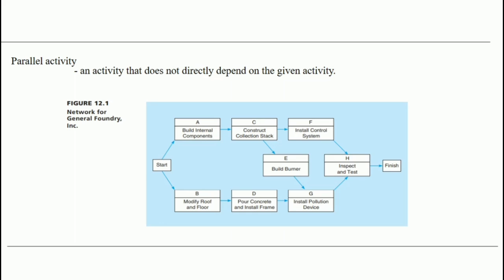A parallel activity is an activity that does not directly depend on the given activity. For example, in the network for General Foundry, the parallel activity of activity G is activity F, since it does not directly depend on the given activity.